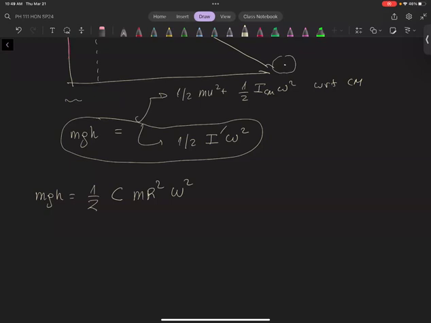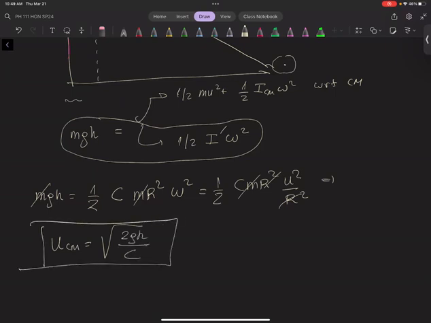And I'm going to substitute again omega with u squared over r squared. We have rolling. And then you're going to end up with r squares going away. Masses, of course, go away across. And you're going to end up with what? The speed is going to be the square root of 2gh over C. And we are done.